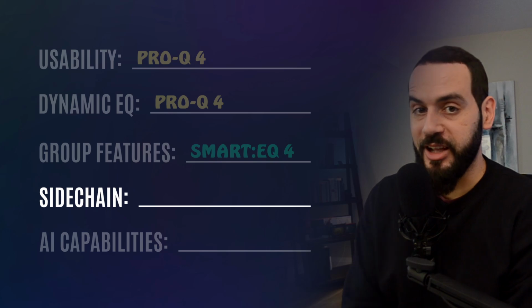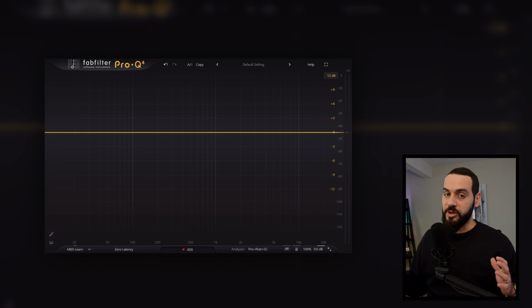Another feature I want us to look at is sidechaining. If you've been mixing your own tracks, then you know that you sometimes have to sidechain your kick to your bass to duck down some of the overlapping frequencies. Sometimes you have to do it with vocals and a guitar. And unfortunately, Smart EQ4 does not have sidechaining capabilities. However, Pro-Q4 has improved on its sidechaining capabilities from its predecessor. So let's take a look at that.